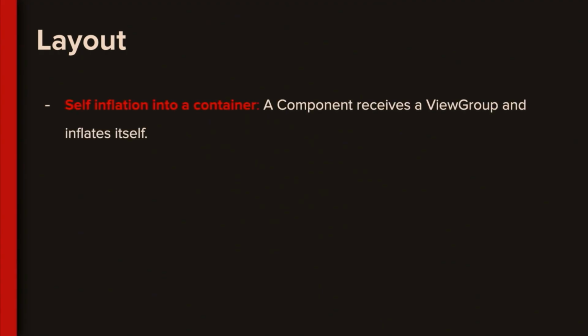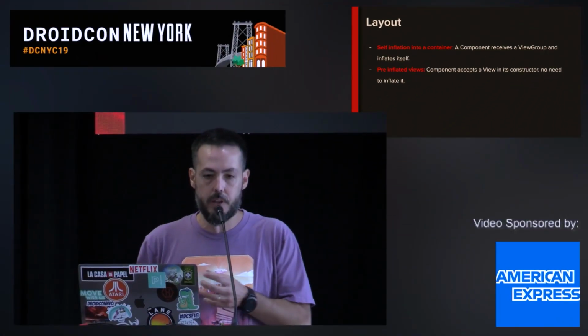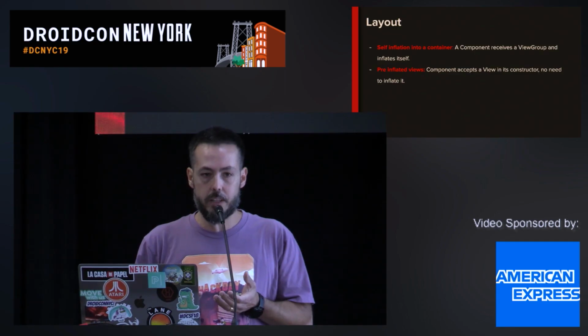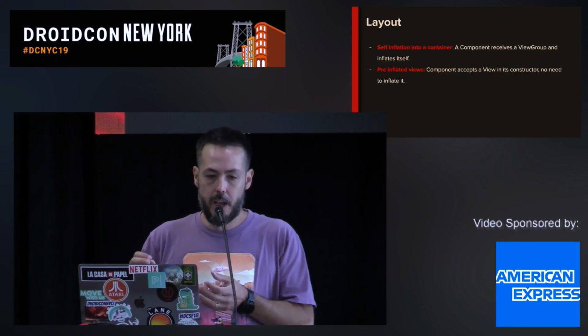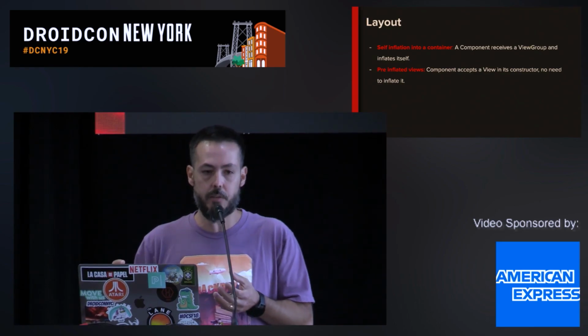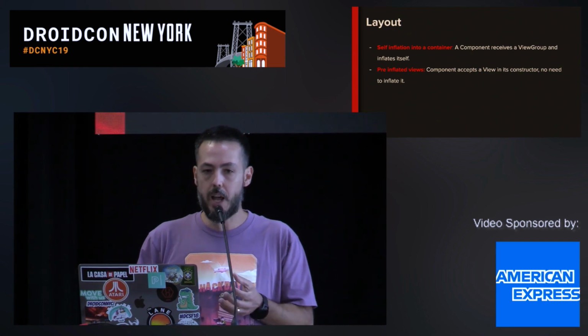Now let's talk a little bit about layout. The component that I just showed uses a self-inflation approach. But we can have other kinds of approaches to deal with layout. The second one is pre-inflated views. If you have a big XML that has a bunch of Android views and you have to align them based on each other's positions and all these things, and you want to use the Android editor to do that, you are free to do so. And instead of passing the container for the component, you can pass the inflated view. So you don't need to inflate inside the component. You just grab the view, but they will look exactly the same.